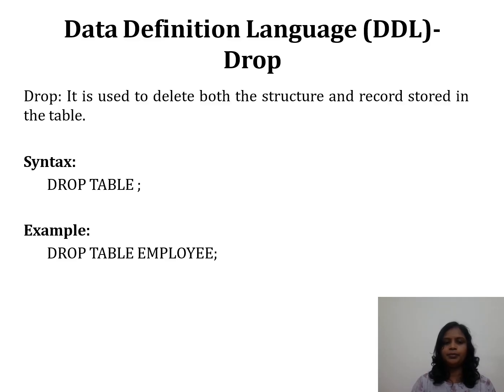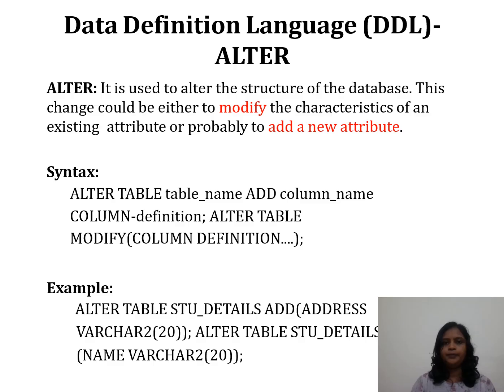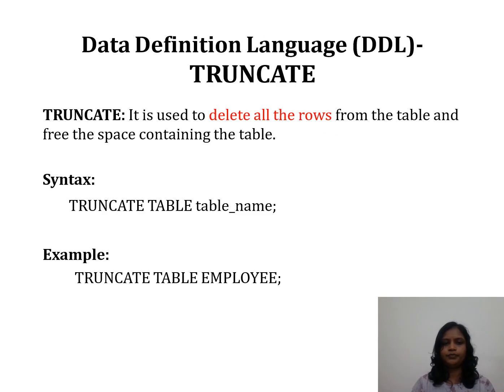For dropping a table, if you want to delete a table, you can give drop table and the table name. In DDL, this is the alter command: alter table name and add. If you want to add some columns, you can use the add command to add the column names. If you want to modify, you can give modify also. This is used for truncate. The syntax for truncate is truncate table and table name.